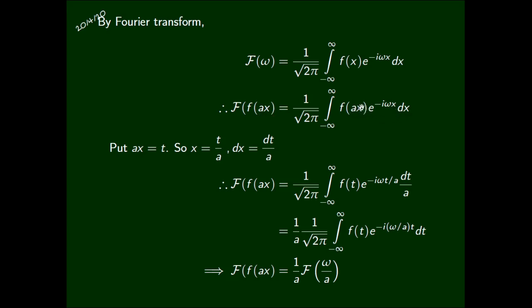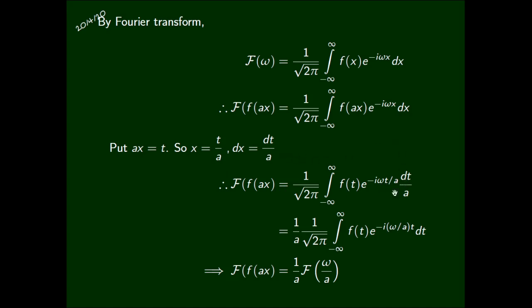I put a transformation to this ax. So ax equals t, so x equals t by a. So dx equals dt by a. As in the case of the previous problem, there is no limit change. So we substitute the transformation. The Fourier transform of f of ax is equal to 1 by root of 2 pi integral minus infinity to infinity. This f of ax changes to f of t. Then e raised to i omega, then x changes to t by a. So e raised to minus i omega t by a. This t by a is together in the power.